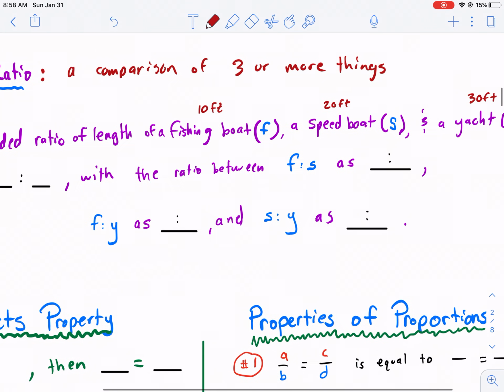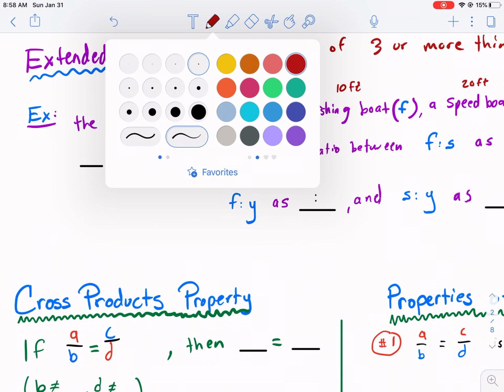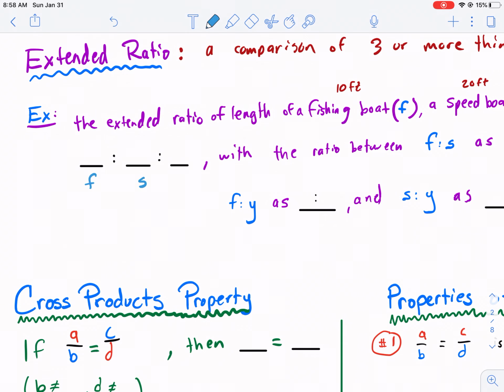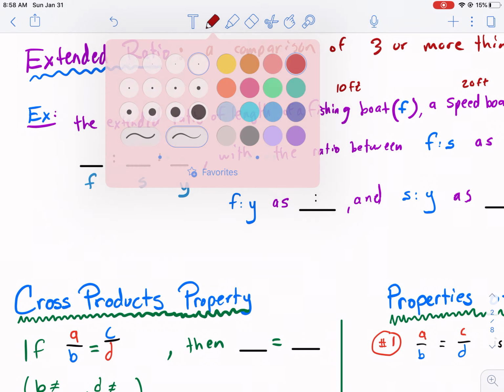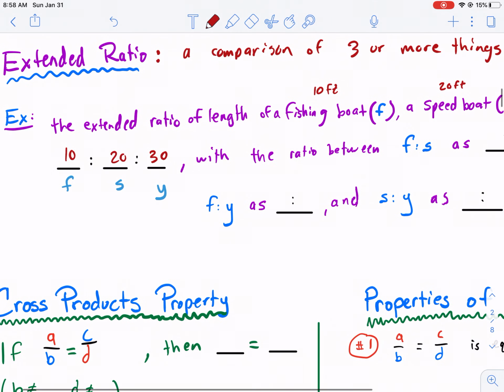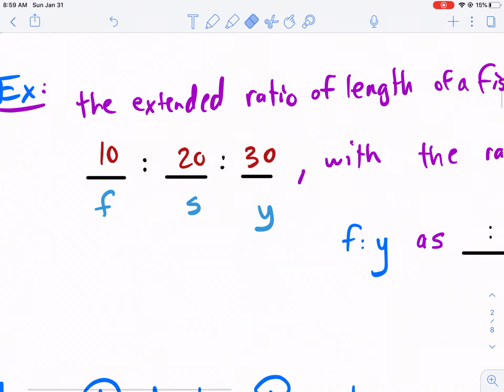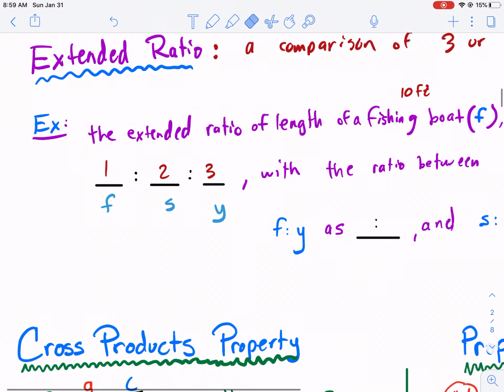So now we can say the ratio of F to S to Y. Now, we could put 10 to 20 to 30, or we could reduce it. What I want to emphasize in this section is that we can reduce these ratios. So instead of writing 10 to 20 to 30, we can divide all of them by 10 and get 1 to 2 to 3.